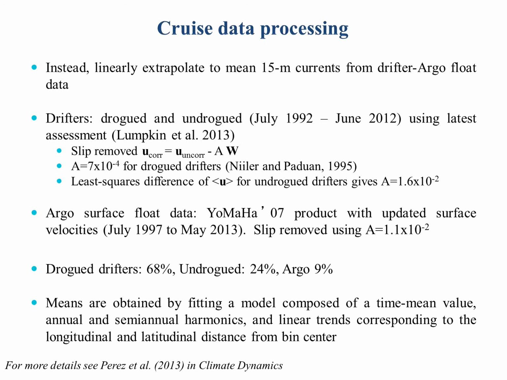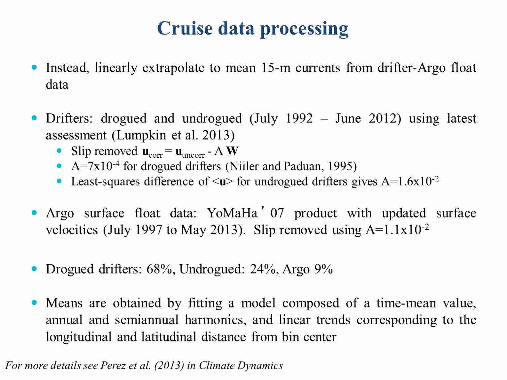But basically the idea is we didn't want to throw away any data, because otherwise with the drifters there's just not a big enough sample in the equatorial region. So the drogued drifters account for about 68%, the undrogued 24%, and Argo 9%. Obviously I'm rounding that, because that doesn't add up to 100.